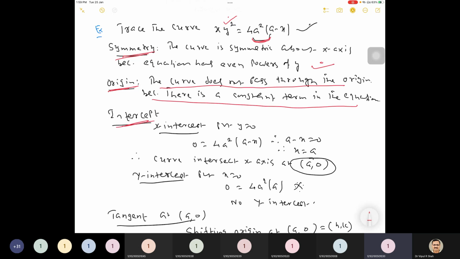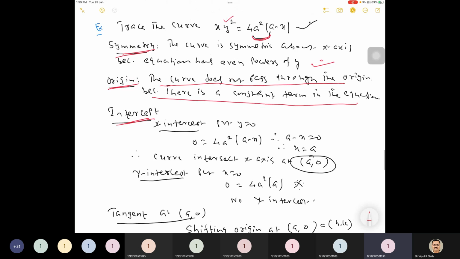Now next let us check intercept. So x intercept. Put y equal to 0. Then the left side you are having 0, right side you are having 4a square into a minus x. So that means a minus x equal to 0, and that means x equal to a. That means the curve intersects the x axis at the point a comma 0.